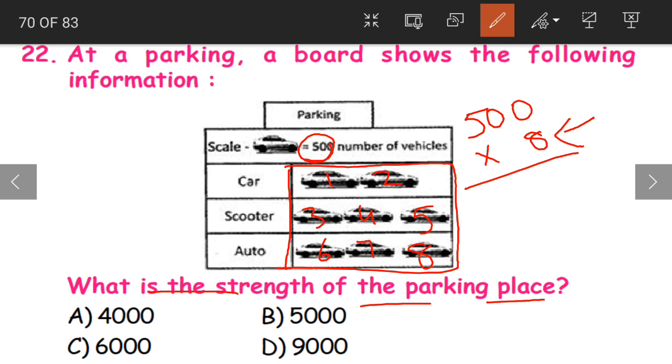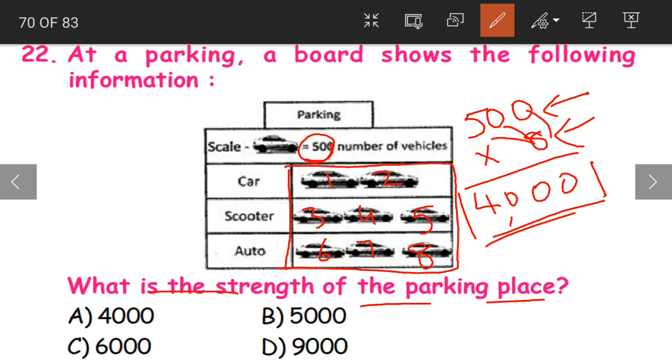So there are 8 cars. The total will be 500 into 8. 8 zeros are 0, 8 zeros are 0, 8 fives are 40. So the total strength of our parking place is nothing but 4000. What is the strength of the parking place, children? 4000. That is our option A. I hope this is clear. Count the total number of cars and then multiply it with the number it is representing. So each car is equal to 500, and 8 into 500 equals 4000 vehicles.